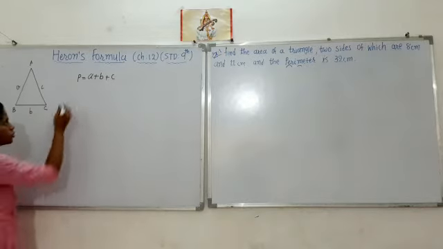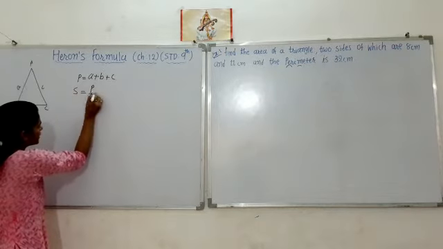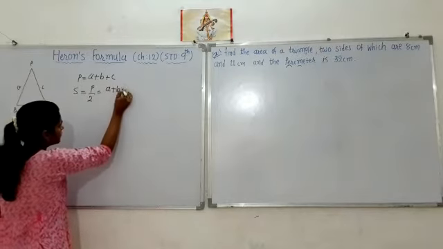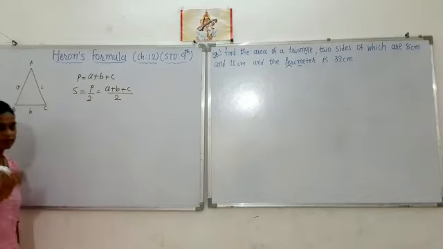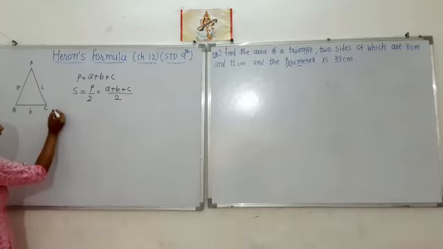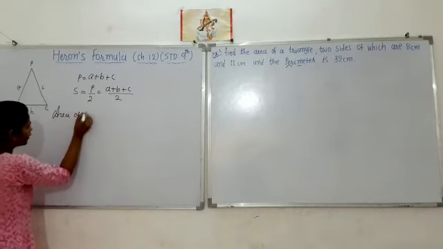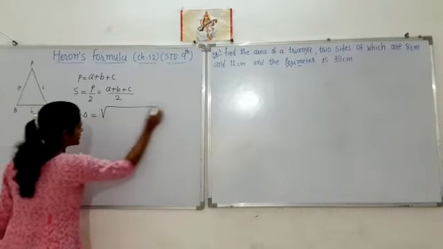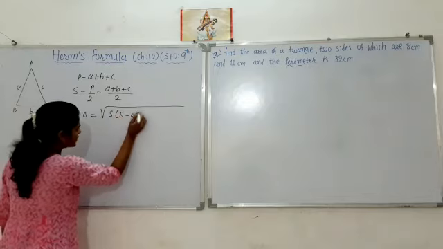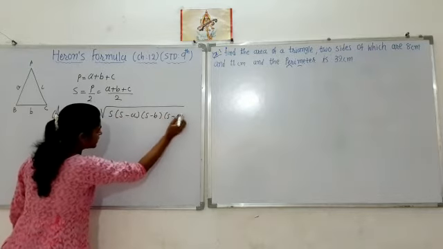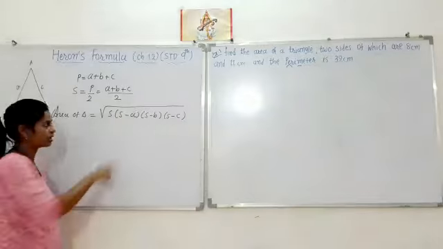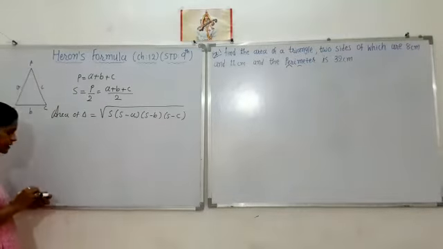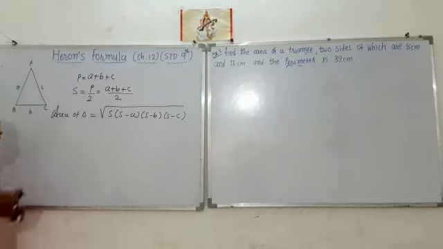After finding the perimeter, you should find the semi-perimeter. Semi-perimeter means perimeter divided by 2. That means S is equal to a plus b plus c divided by 2. After finding the semi-perimeter, you apply this formula for finding the area of triangle ABC by using Heron's formula: square root of S into S minus a, S minus b and S minus c. Where S is the semi-perimeter, and a, b and c are the sides' measurements of the given triangle. Let us consider one example based on this Heron's formula.